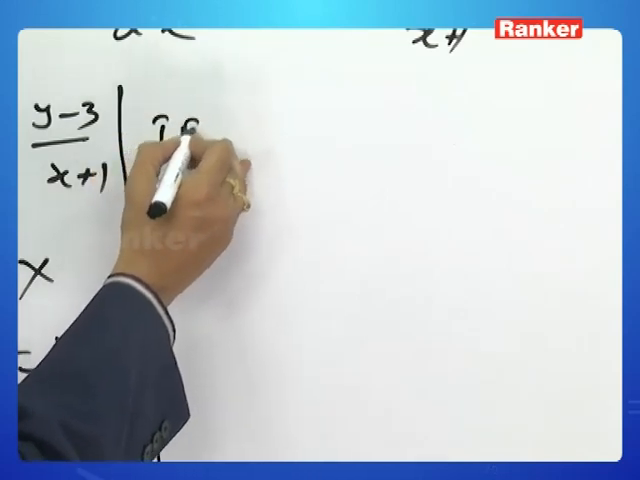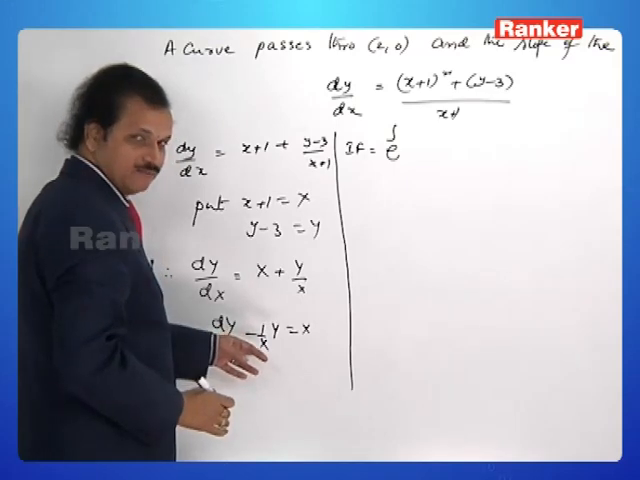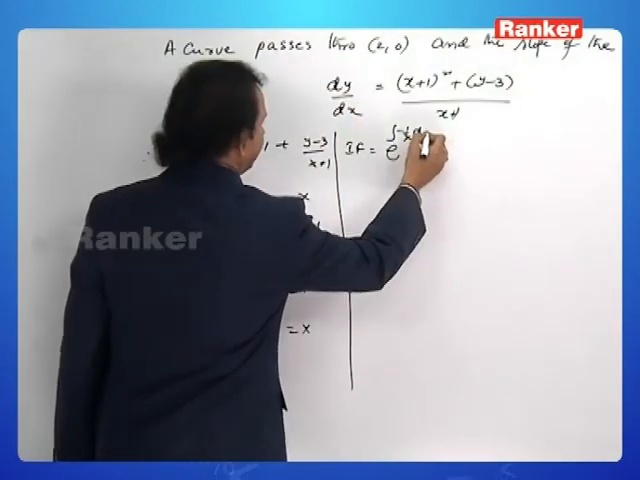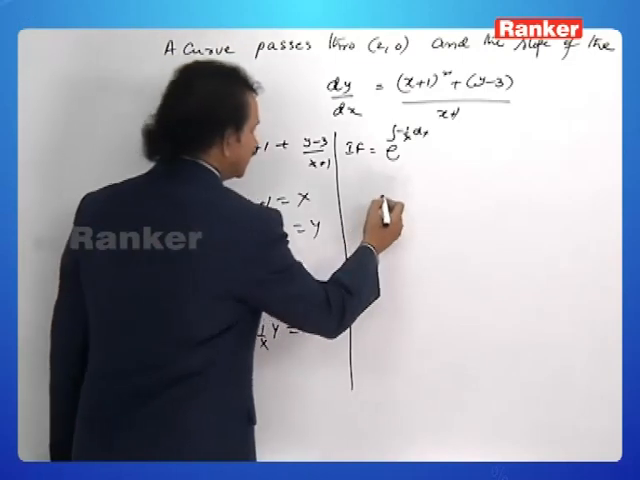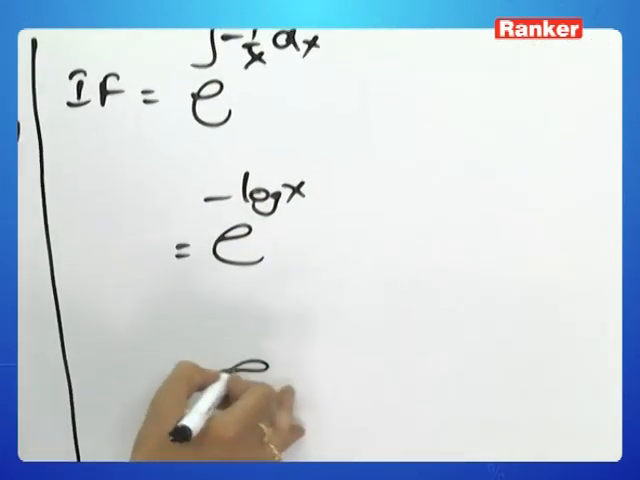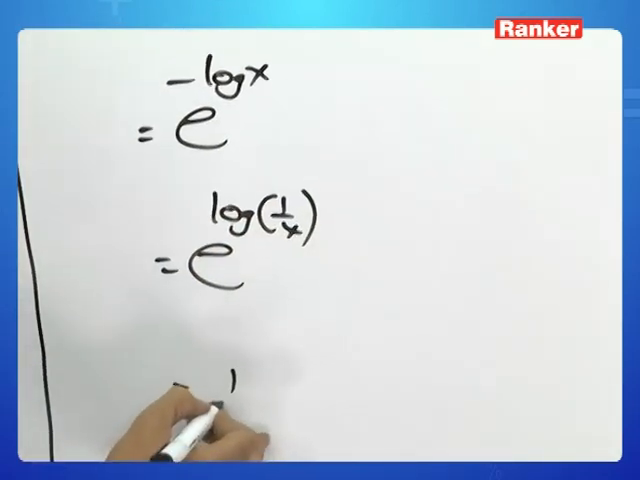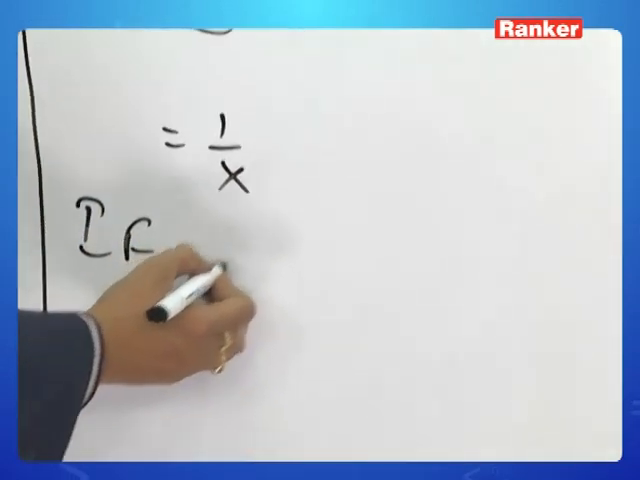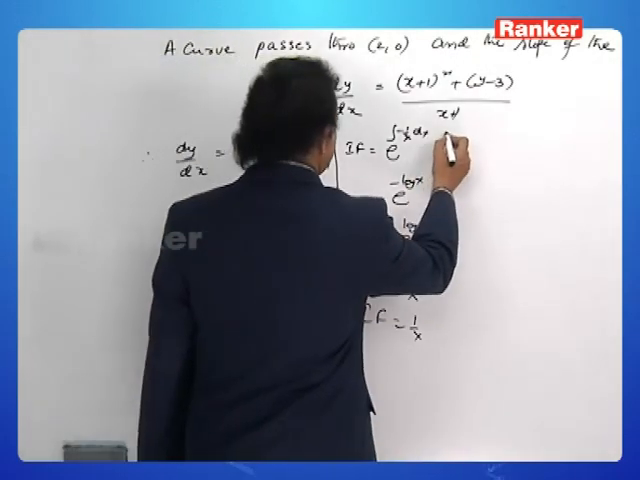Therefore, the integrating factor IF is equal to e to the power integral P dX. What is P here? Minus 1 by X. Minus 1 by X dX. What is the integral of minus 1 by X? Minus log X. e to the power minus log X, and minus log X is nothing but log 1 by X. This is nothing but 1 by X. Therefore, IF is equal to 1 by X. Come on, friend, IF is obtained.